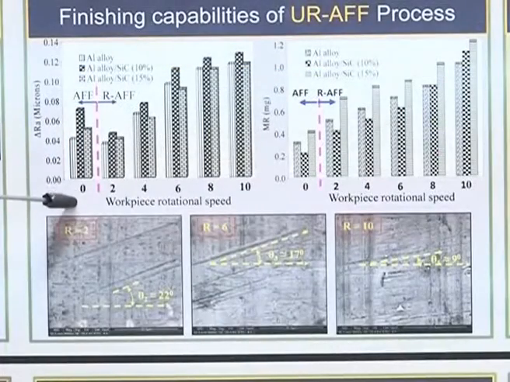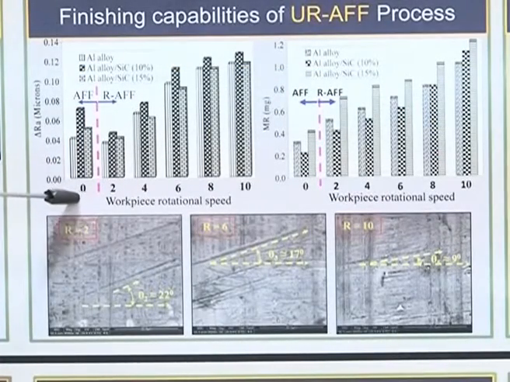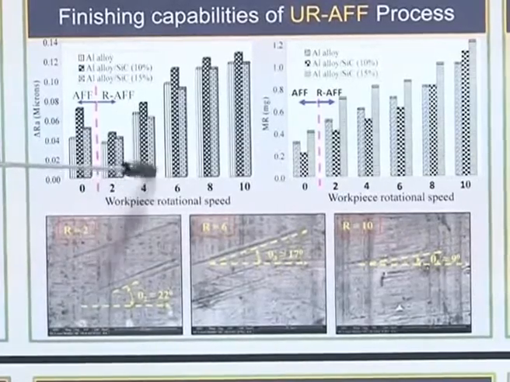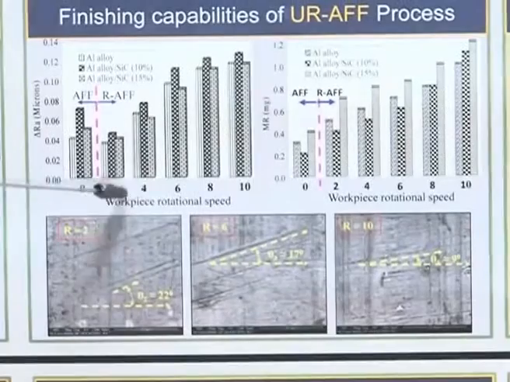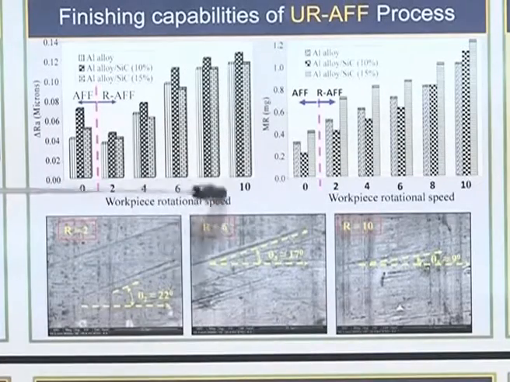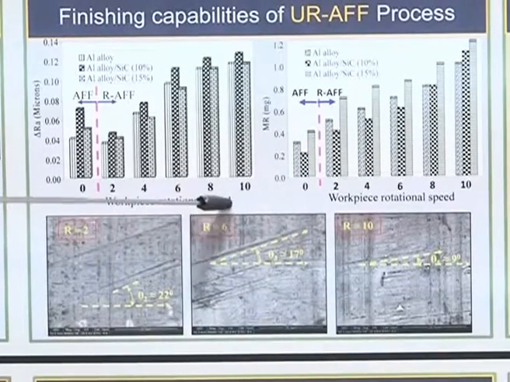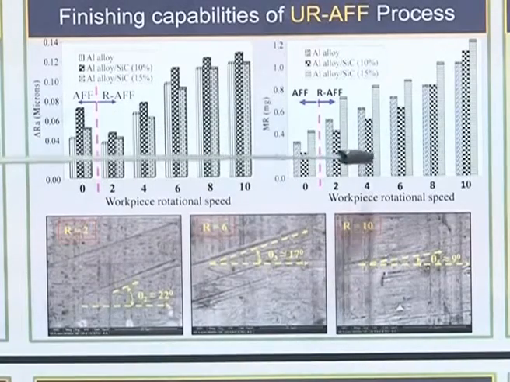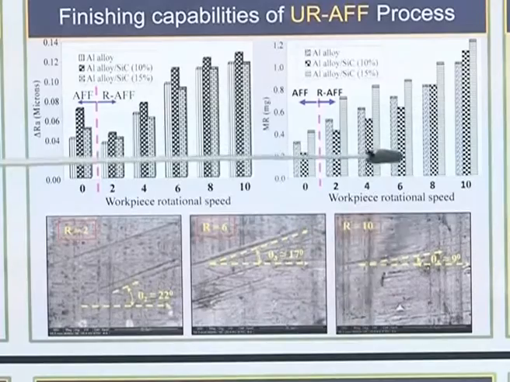Here you have seen 0 RPM, that means it is abrasive flow finishing process, and here it is a rotational abrasive flow finishing process. You can see in the rotational abrasive flow finishing process, as the rotations increase, the material removal rate as well as the surface finish that we are achieving will be higher.